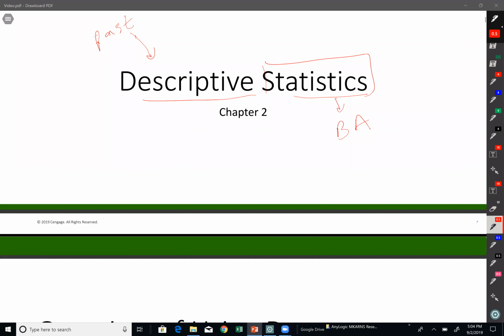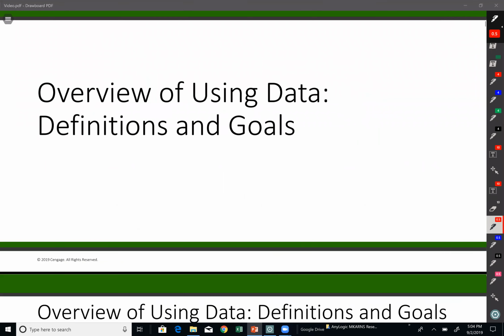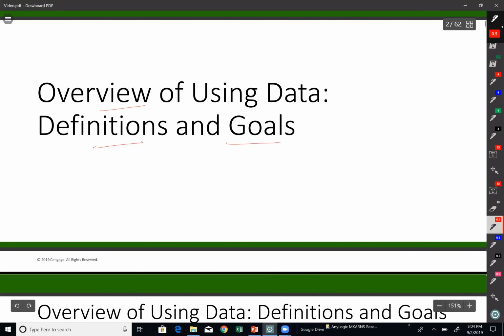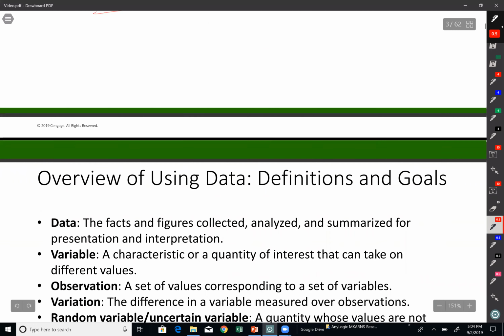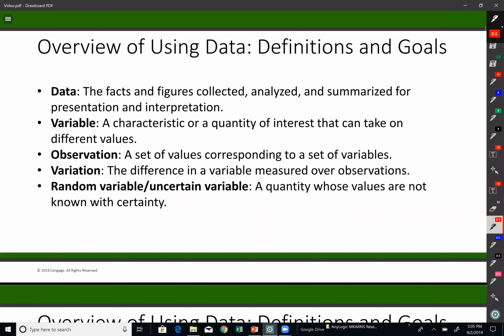All right, so in this presentation, I would like to cover the overview and the definitions and goals, okay? So overview, let's talk about some important terminology here. Data is one concept that is very important. Data is basically facts and figures that are collected in the past so that we can make better decisions. And again, goal here is to learn about the variation of business situations so that we can make better decisions.